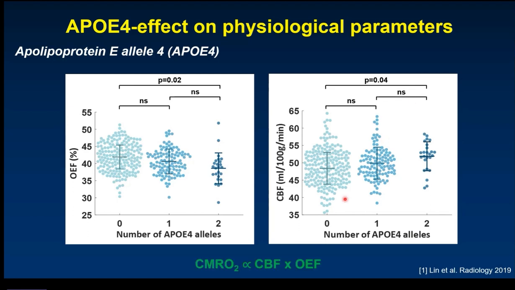And from the mathematical relation here, we could also conclude that the decrease of OEF that is shown in the previous study is actually caused by the increase of CBF, with CMRO2 remaining the same, because we didn't find any significant results between CMRO2 and ApoE4.